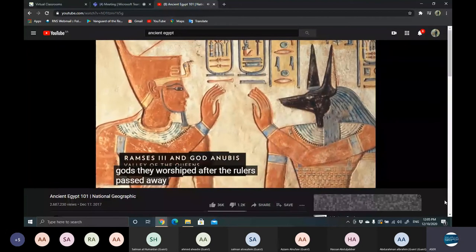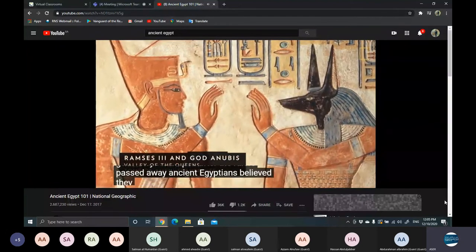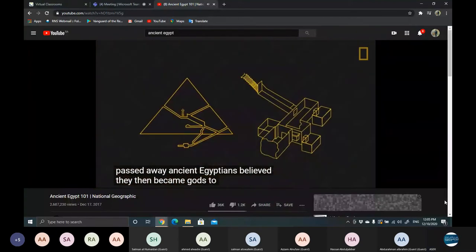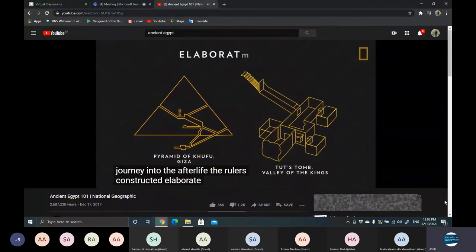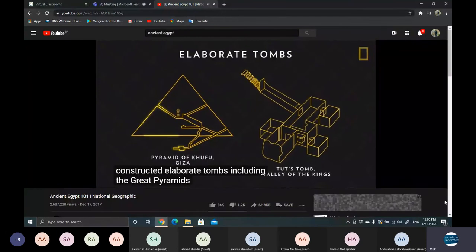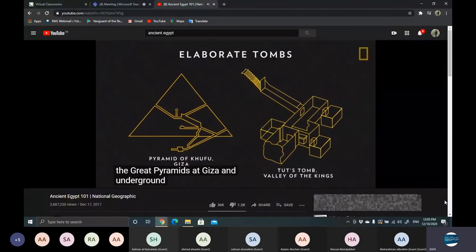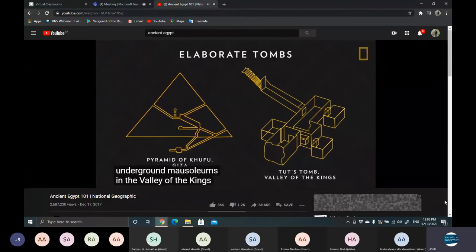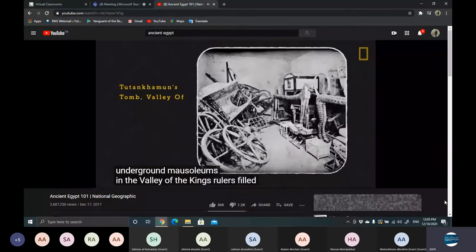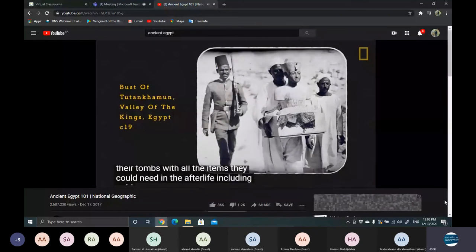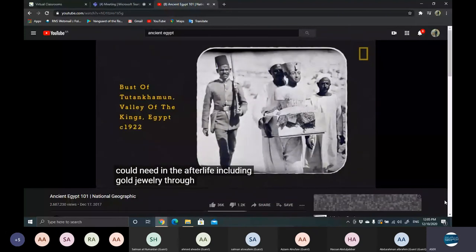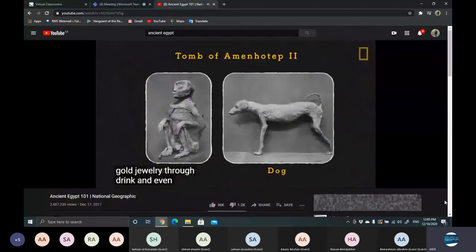After the rulers passed away, ancient Egyptians believed they then became gods. To prepare their journey into the afterlife, the rulers constructed elaborate tombs, including the Great Pyramids of Giza and underground mausoleums in the Valley of the Kings. Rulers filled their tombs with all the items they could need in the afterlife, including gold, jewelry, food, drink, and even pets.